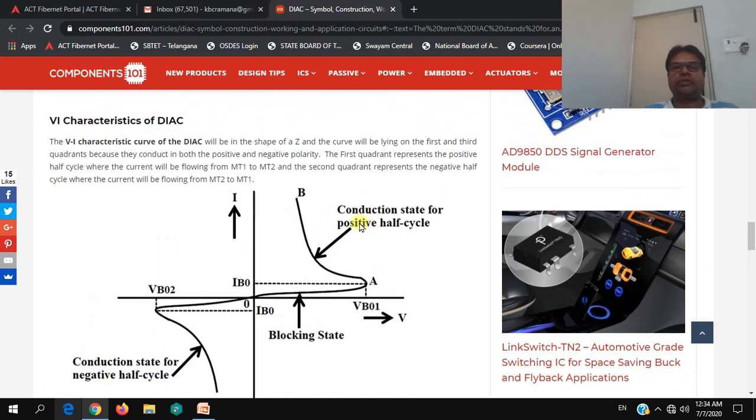The VI characteristics are again the same. It will be in the shape of a Z. The curve will be lying on the first and third quadrants because they conduct in both the positive and negative polarity.